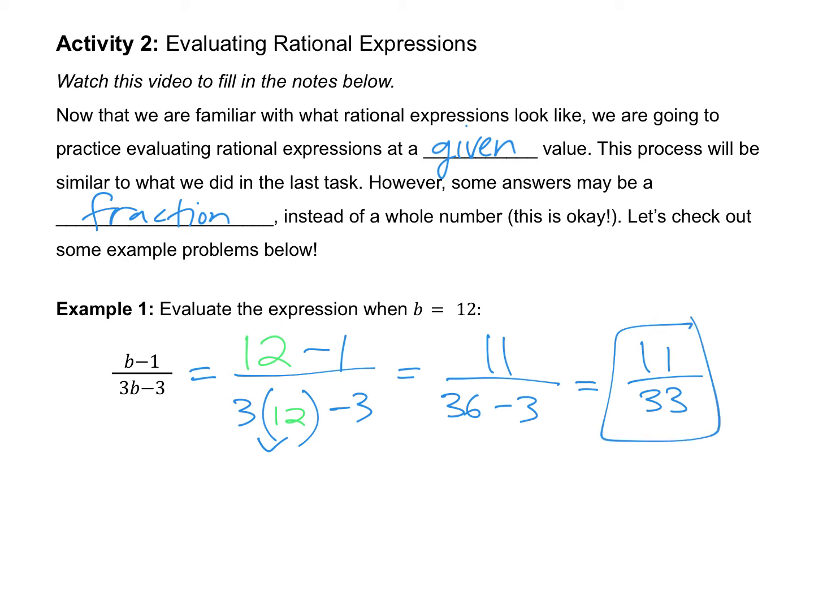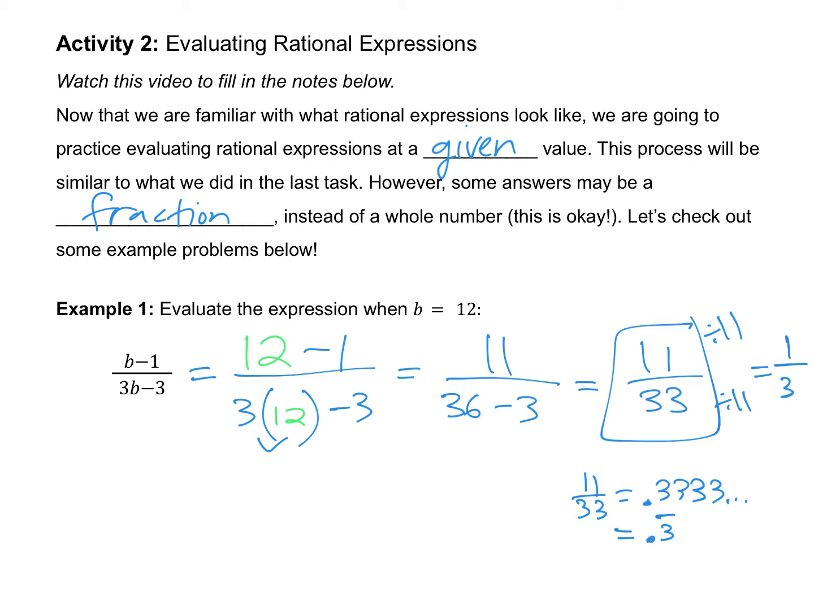If you are good at simplifying, you might notice that both of these are divisible by 11. If you divide 11 by 11, you get 1, and 33 by 11, you get 3. And so 1/3 is also a great answer. Also, if you type 11 over 33 into your calculator, you would get 0.3333 forever, which can also be written 0.3 with a line over it. All totally fine answers. So if you want to stop at 11 over 33, that's fine.